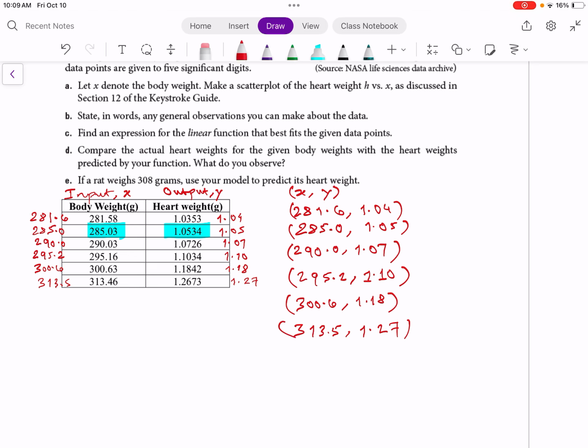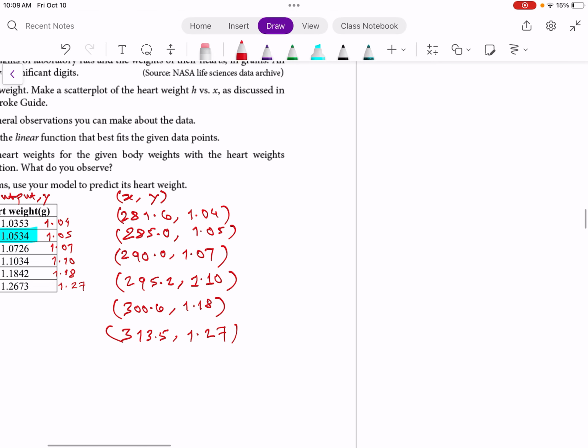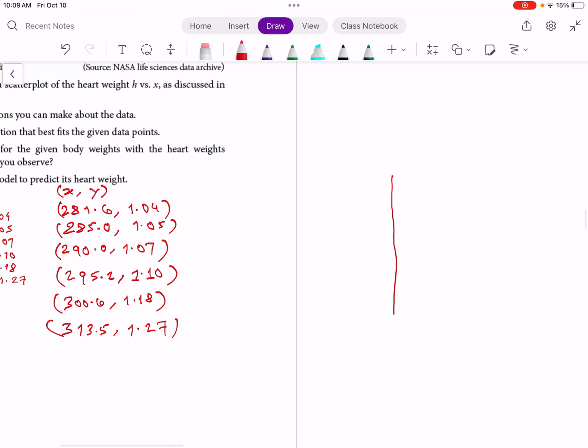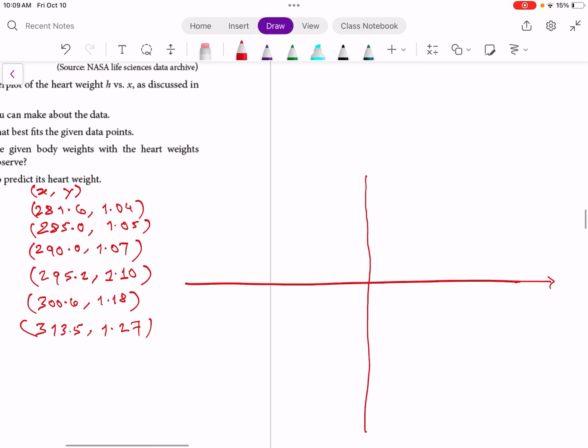At first we identify input, output. Next we rewrite input and output together in an ordered pair. That gives a point. Okay, now we plot this point in our Cartesian coordinate system. So let's go ahead and plot these points. To plot, we need our y-axis, we need x-axis, okay? So this is our input, this is our y, which is output, this is our origin.